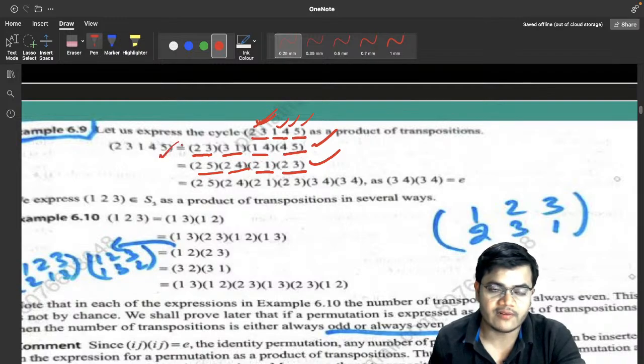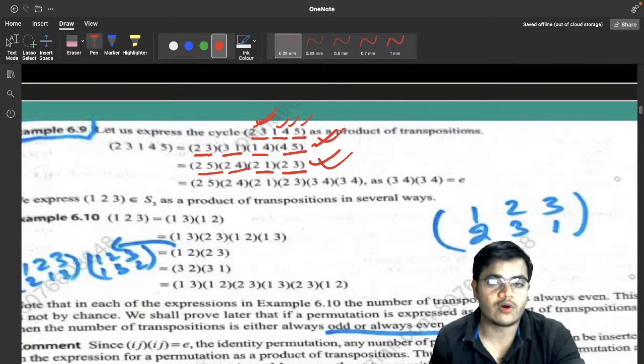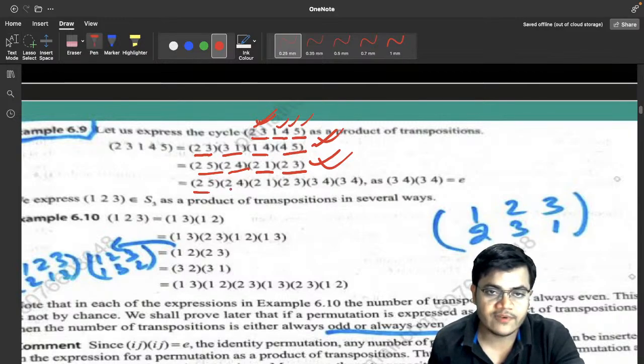So certainly we can write this particular cycle as a product of transpositions in this way and in this way also. And not only these two ways, but more ways are over here. You can write it as (2 5)(2 4)(2 1)(2 3)(3 4)(3 4), because you can see (3 4) into (3 4) will be E, because you can easily write the product.